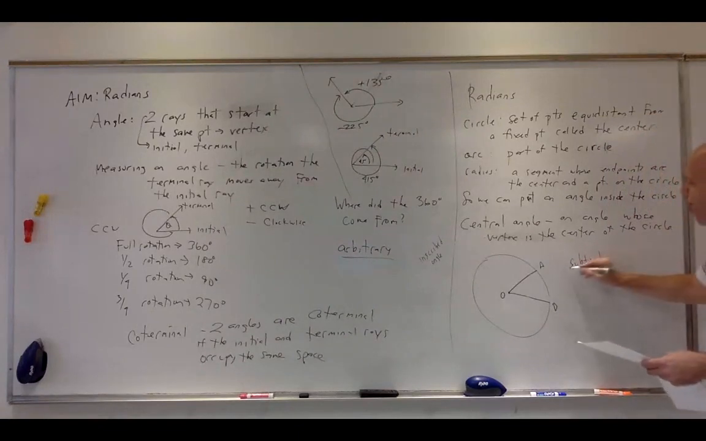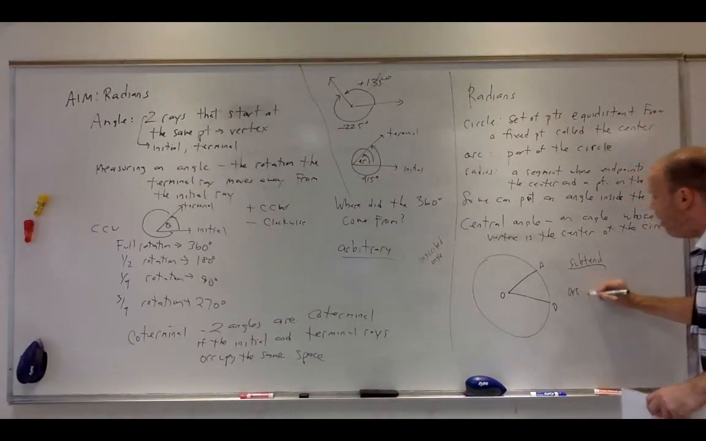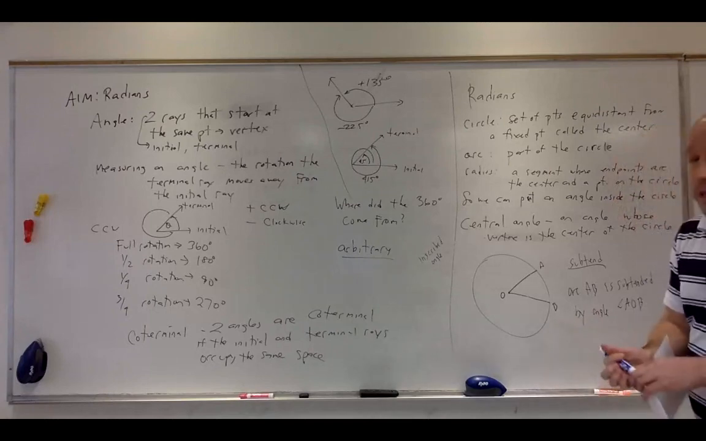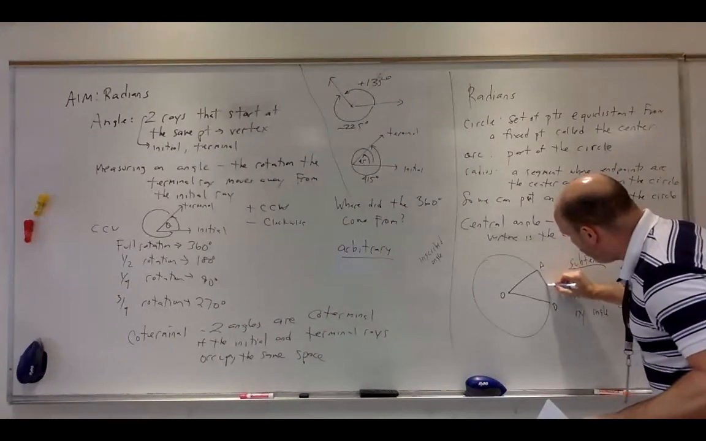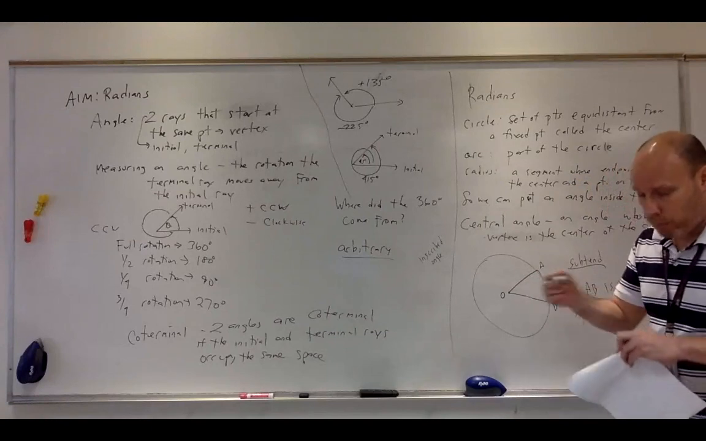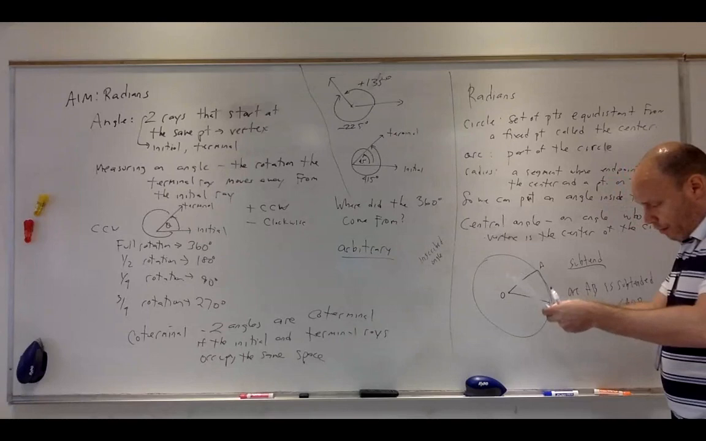I'm not going to define this word. I'm just going to use it in a sentence: arc AB is subtended by angle AOB. So I want you to visually see what's going on. It's an old word. We really don't use it anymore. But the idea is that an arc is subtended by an angle. Right? Good. Let's move on.